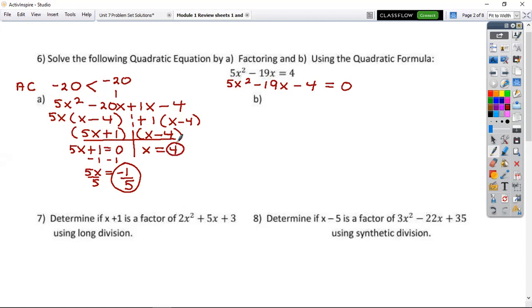Okay. So that's a solve by factoring question. You definitely want to be able to do that. And I believe that most of you already are good with that.